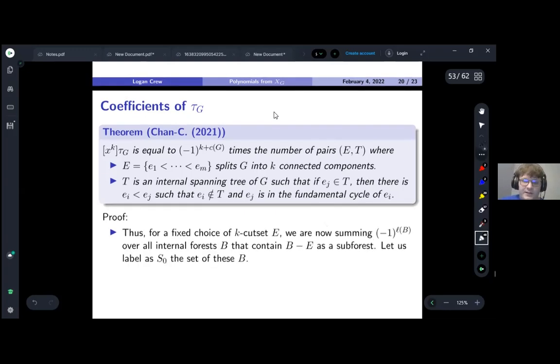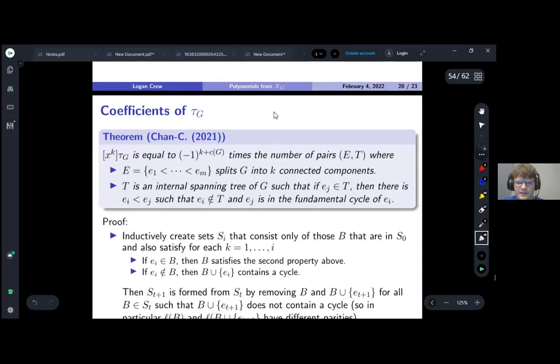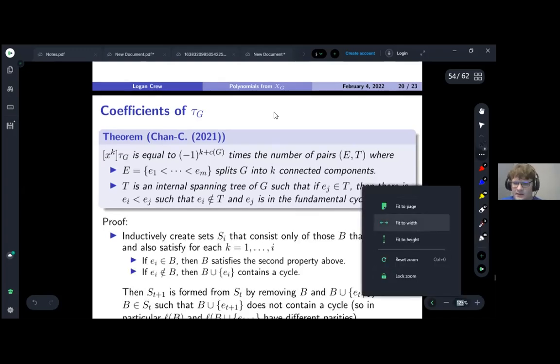So for a choice of a fixed k-cut set of edges, we are summing over all internal forests that contain, in our particular case, b minus e as a subforest. Now b, of course, might not contain all edges of e, that's fine, just b minus whichever edges are in it. So let us call this S not the set of those B that are internal forests that work like this. Let's put this to page.